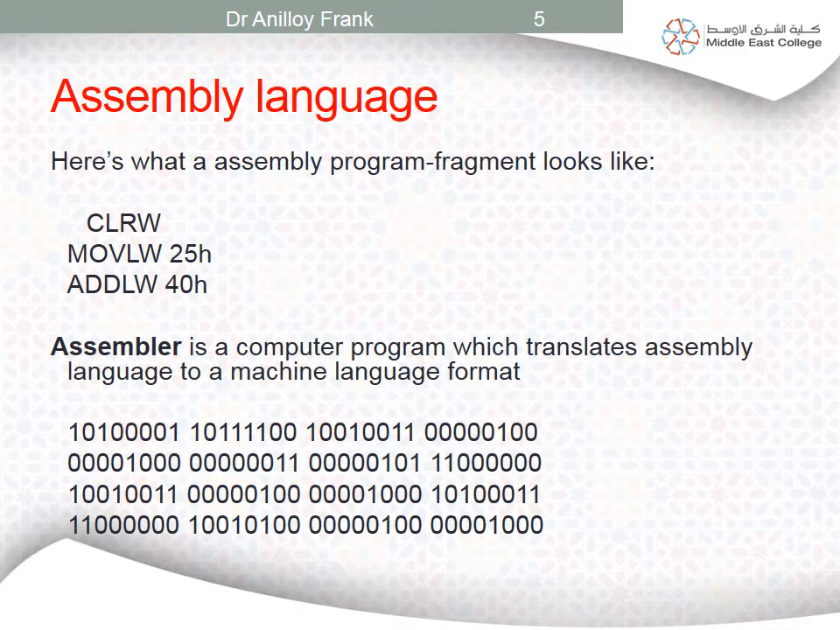The assembly language looks like words which humans can understand, as shown in this example: CLRW, move LW25, add LW40. An assembler is a program which translates this assembly language to machine language format, which the microcontrollers can understand.